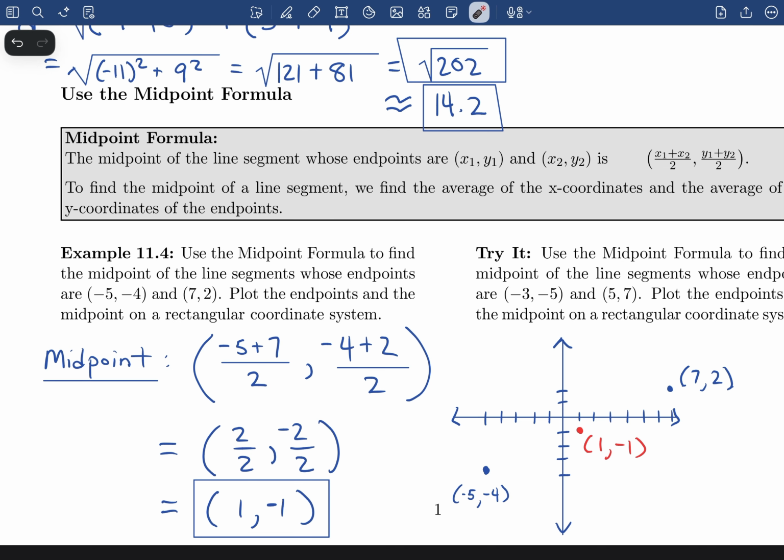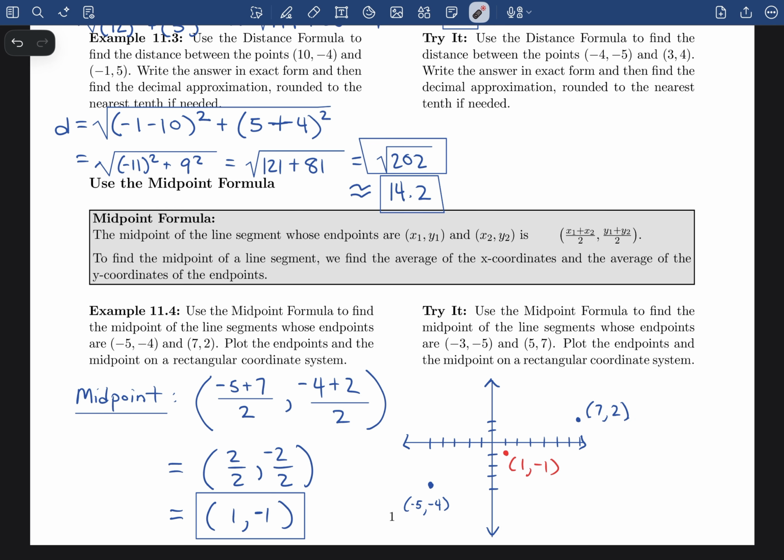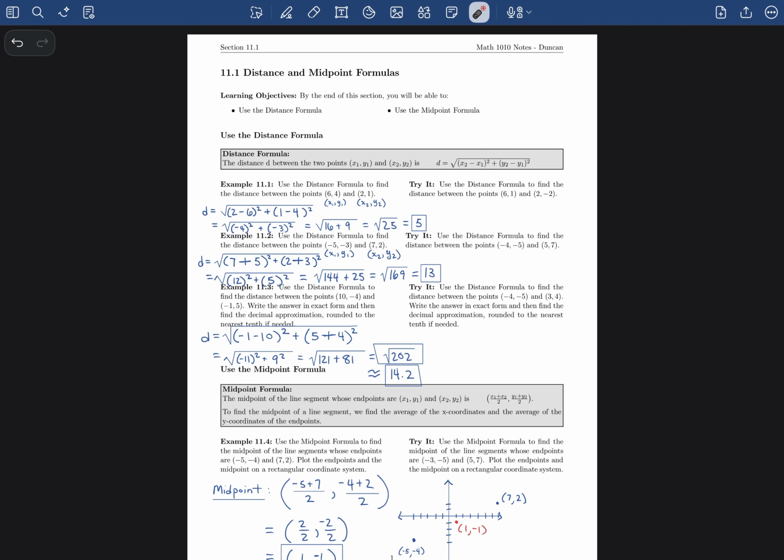Great. So there you go. We have just used the midpoint formula to find the midpoint between 2 endpoints in space just by adding up the x values of the endpoints, dividing by 2 to find their average, adding up the y values of the endpoints, and then dividing by 2 to find their average. There you go. So this has been a quick introduction to using the distance formula and using the midpoint formula.